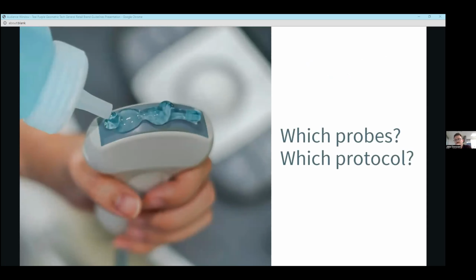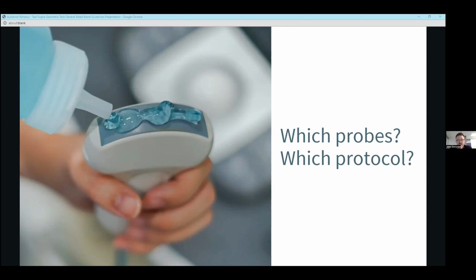So let's talk a little bit about lung ultrasound. I found in my journey of learning about lung ultrasound, and I've been doing it for a couple of years, I've published a few studies on it. It's definitely within my realm of interest.